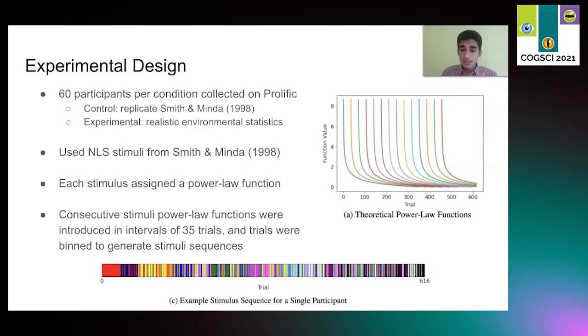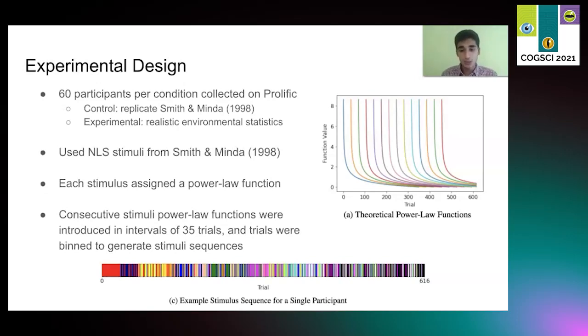Our experiment consisted of two conditions: a control condition aiming to replicate Smith and Minda's experiment, and an experimental condition that involved our manipulation of the environmental statistics according to the power law function. We collected data from 60 participants for each condition on Prolific and used the exact same set of NLS stimuli used in Smith and Minda's experiment.